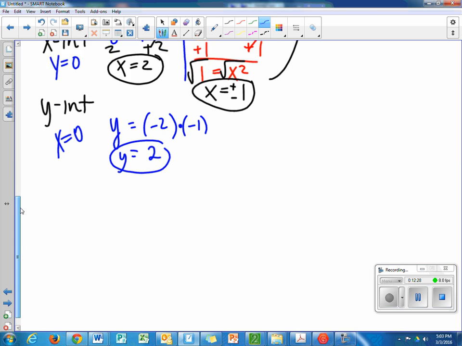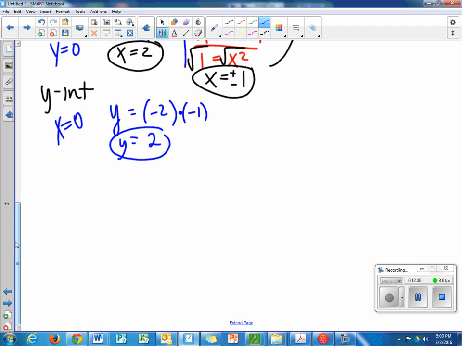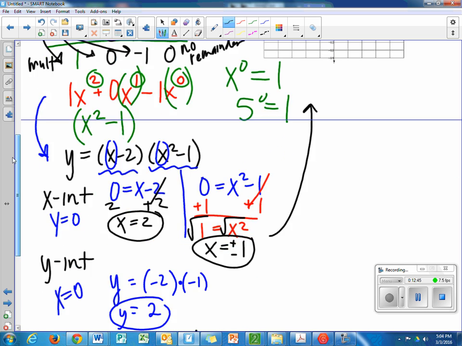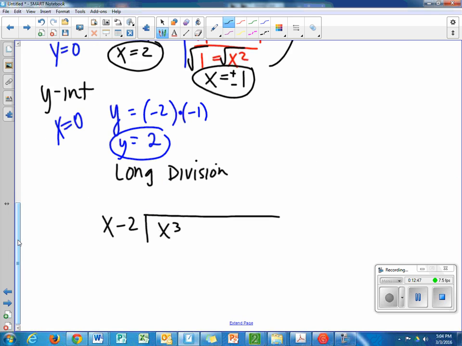The last thing I would like to teach you guys is the other method, which is long division. So now we have x minus 2, exactly as it is. You don't need to change anything. So now we have x cubed minus 2x squared minus x plus 2.